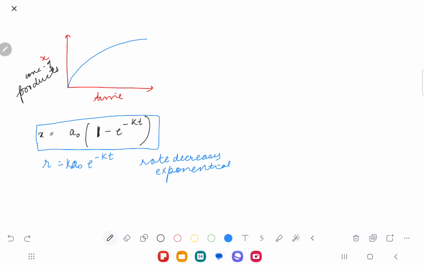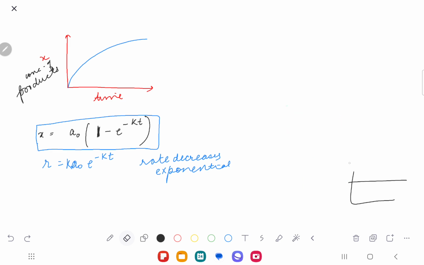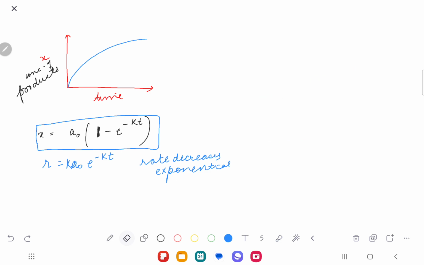And that is the difference. For the first order, every graph is either like this, like this, like this. But for zero order, all the graphs are straight lines like this, this, this. So zero order, everything has got something to do with the straight line. For the first order, everything has got something to do with the exponential curve, which could be either increasing like this or decreasing like this. Okay, right? Okay, ma'am. So this is the basic thing.